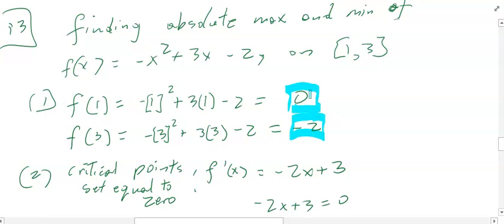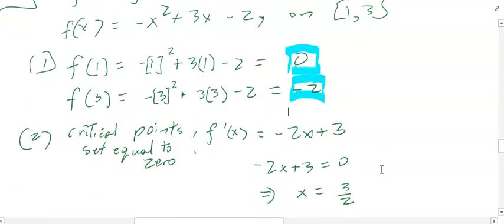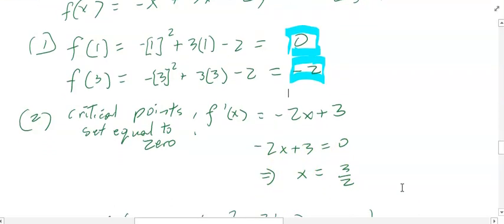Next, in step 2, we want to find the critical points. To find the critical points, we must find the derivative. Derivative of -x squared plus 3x minus 2 by our power rule will become -2x plus 3. Then we set this derivative equal to 0 to find our critical point. So -2x plus 3 equals 0 means that x will be equal to 3 over 2.